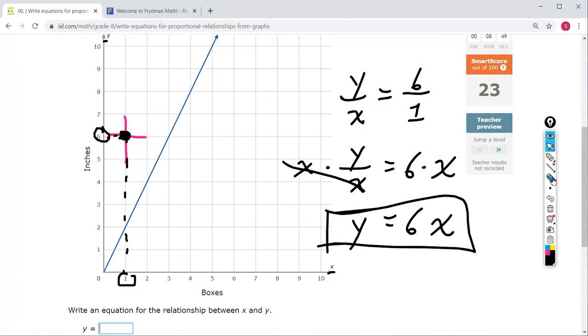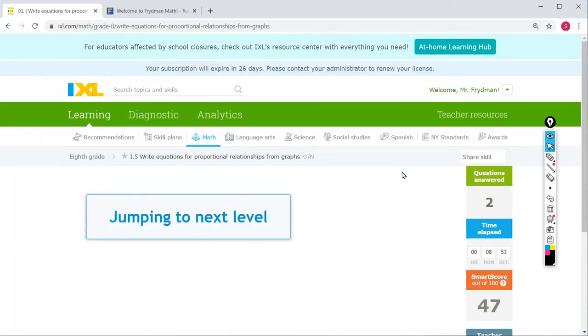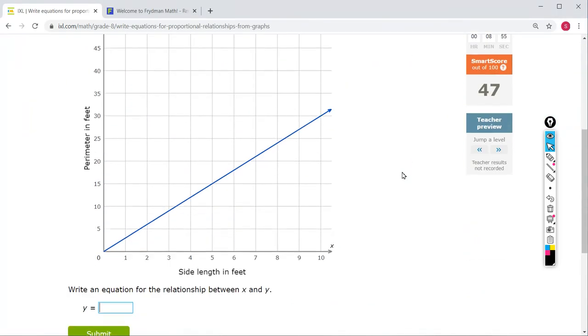All right, this looks to be the same. I'm going to jump a level, see if I get something different. All right, this is also the same. Let's do one of these real quick. So here I see that this point is on this plus sign, so that's a good point.